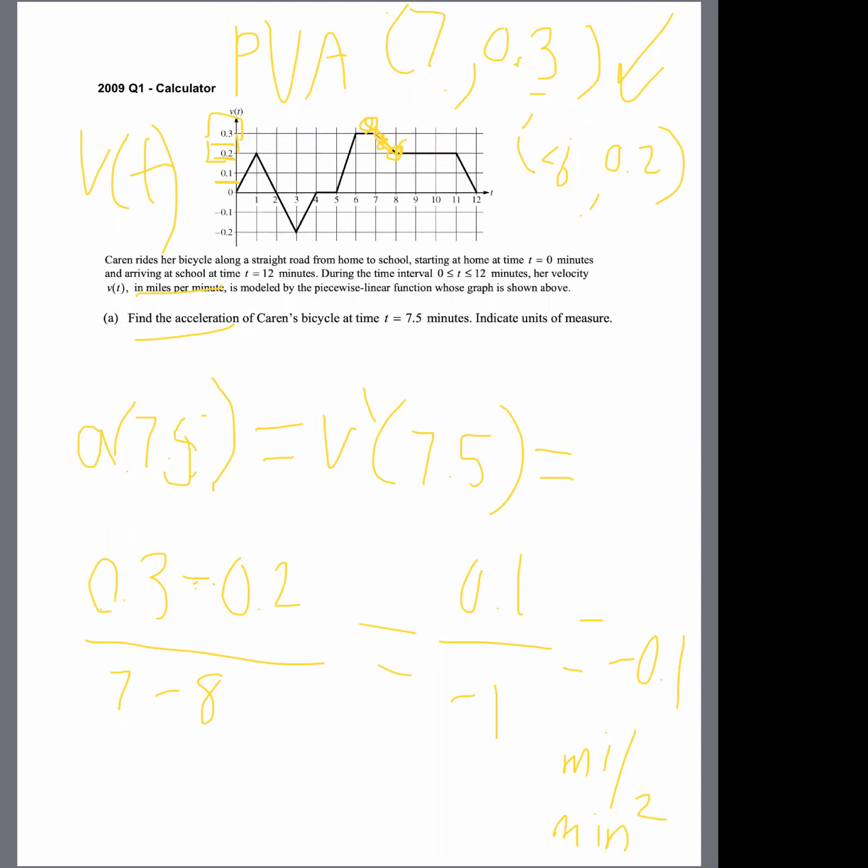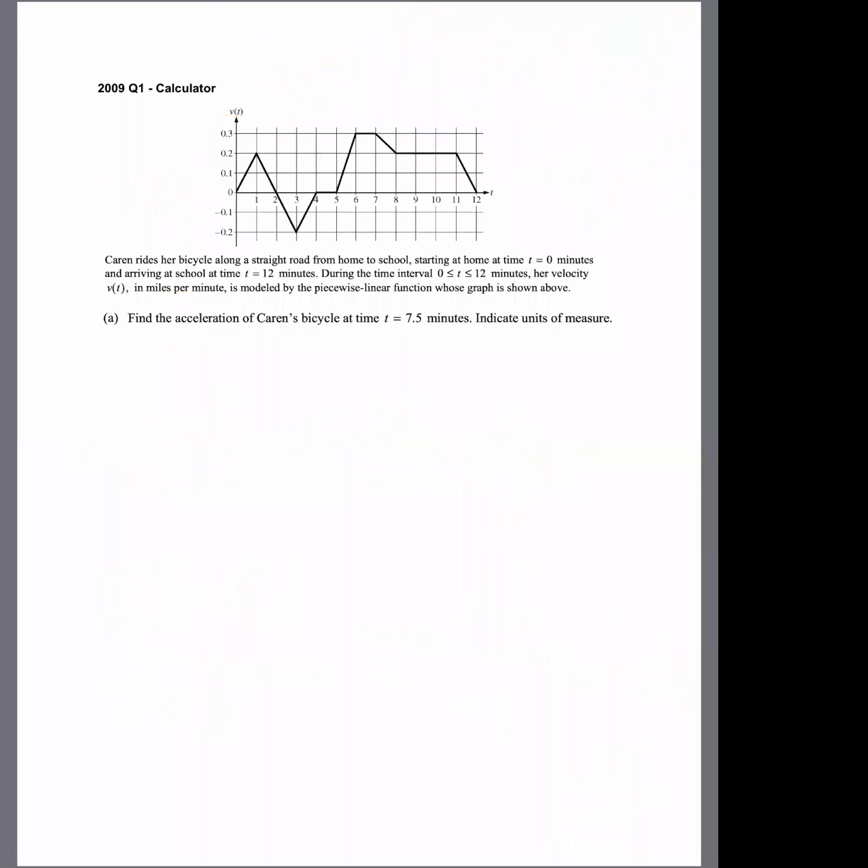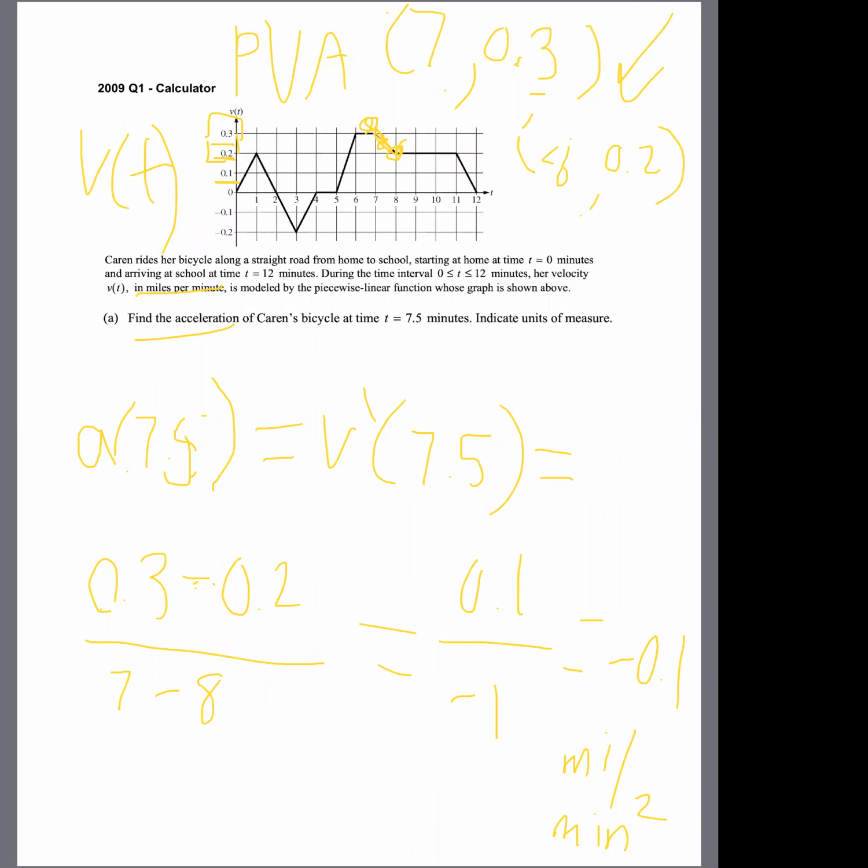So to move on to part B. I have a question. Oh yeah, sure. What's up? Why isn't it 0.2 minus 0.3? Well, you could actually do the same thing, and you'd get the same answer. So let's just do that really quickly and see what we get. If we choose 0.2 as our y2, because we're doing y2 minus y1, and 0.3 as our y1, this now becomes our x2, and this now becomes our x1. So it's 8 minus 7.